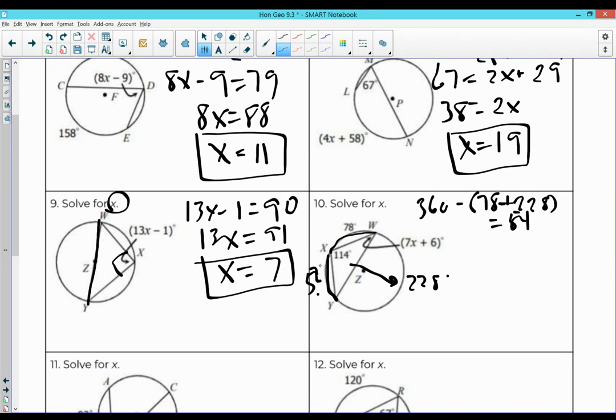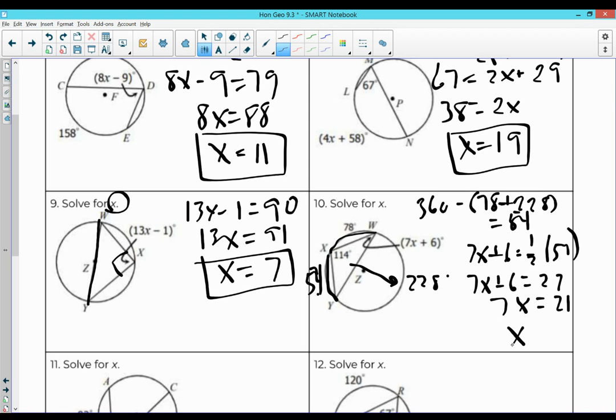So that's 54 here. So 54 is twice 7x plus 6. So I can say 7x plus 6 is half of 54. So 7x plus 6 is 27. So 7x is 21. X equals 3. That's all I'm looking for. There it is.